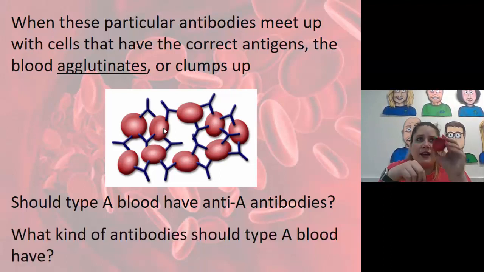No, because if we had type A blood with type A antibodies in it, then our anti-A antibodies would always be clumping up our blood. And if your blood is clumped up, it cannot flow through your system. So what kind of antibodies is type A blood going to have? Hopefully you said it's going to have type B antibodies, because this guy can't bond with this guy. There's no clumping going on, okay?